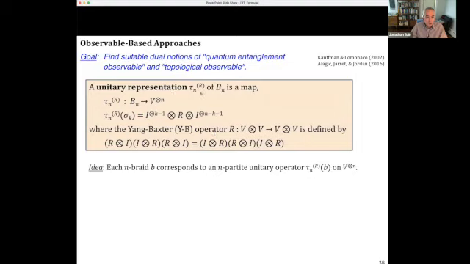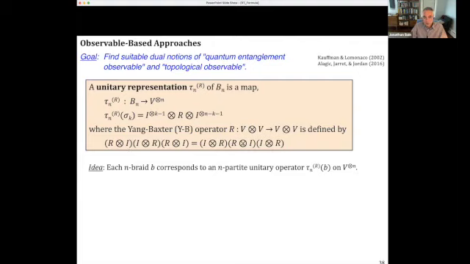A unitary representation of the braid group is a map from the generators of the braid group, the little sigmas, on the one hand, to n-partite operators that act on an n-partite vector space on the other hand. Under a unitary representation, the kth generator is mapped to an n-partite operator that is the identity on all degrees of freedom, lattice sites if you will, except for the kth and (k+1)th sites, on which it acts like what's called a Yang-Baxter operator. A Yang-Baxter operator is a bipartite operator that satisfies this particular relation.